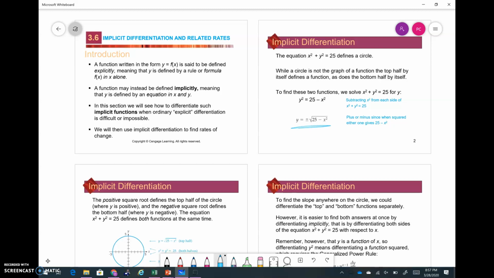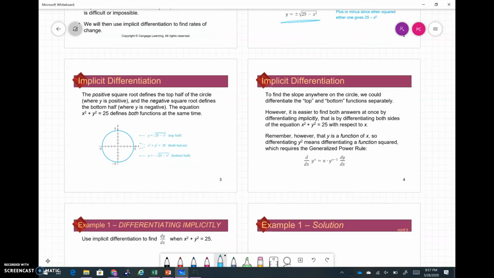But I don't just have one function there, I have two different functions. The positive square root defines the top half of the circle, where y is positive, and the negative square root defines the bottom half of the circle, where y is negative. If you have the equation x squared plus y squared equals 25, that defines both functions at the exact same time. So if we wanted to find the slope anywhere on the circle, we could differentiate the top and the bottom functions separately. So solve for y and then take your square root.